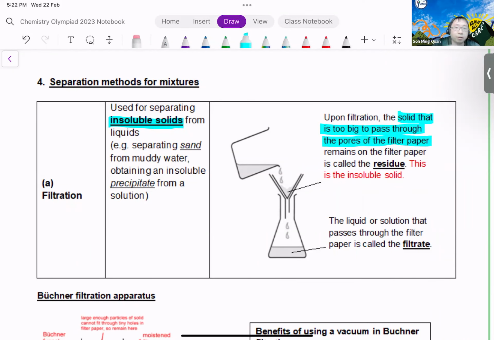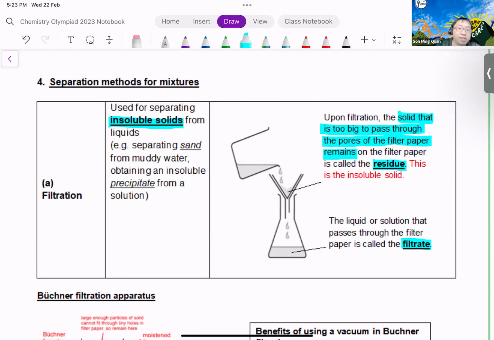If the pores are too big, then everything passes through it. So obviously the filter paper pore size must be limited so that it can trap insoluble solid particles. The solid that remains on the filter paper is called the residue, and that's your insoluble solid. The liquid that flows through the filter paper is called the filtrate. Now this is the standard apparatus and setup that we use to filter an insoluble solid out from a mixture.